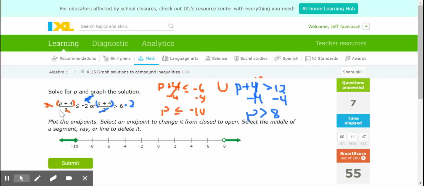If you had to multiply by a negative value, you would flip the inequality. If you had to divide by a negative value, you flip the inequality. Those are the only things that you should watch out for as you get closer and closer to 90.